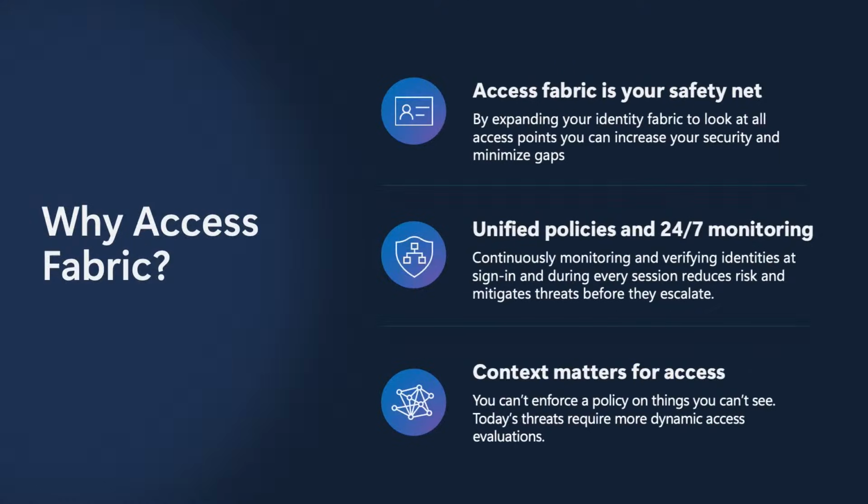So to sum up what we just talked about so far, Access Fabric is your safety net. It can capture all the traffic to and from your access points and bring them together. Unified policies with risk-based continuous monitoring lets you dynamically adjust access and enable you to take action to verify identities if there's anomalies. And context matters. You need as much visibility as possible, and it helps minimize closure gaps.